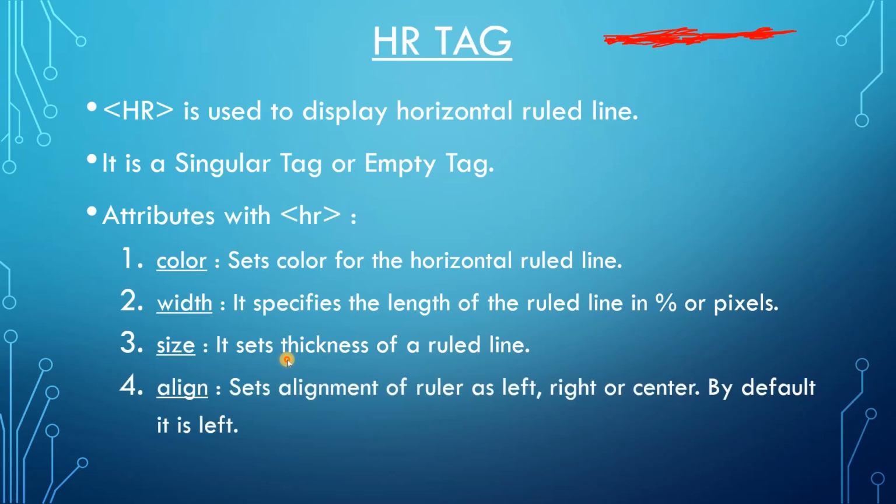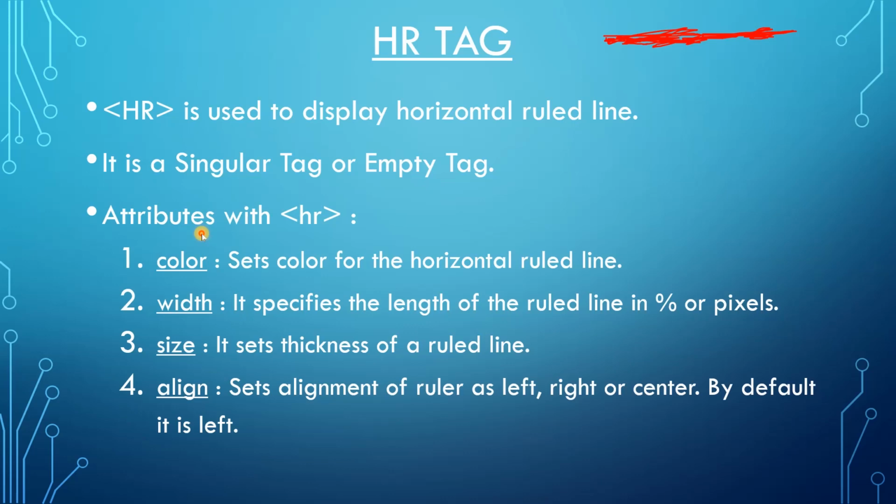Okay, then lastly, another attribute of this HR is align also. Align means again the same thing. If you want to set the ruler to the left, right or center, then you can use the alignment. By default it will always be on the left. Everything by default is on the left only. The output of every tag is by default always on the left. If you want to change its alignment, only then set the alignment to the right or center, wherever you want. Okay, so these are the different attributes of HR.